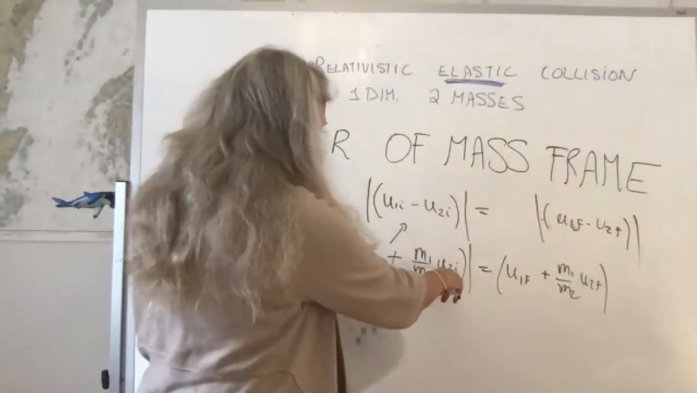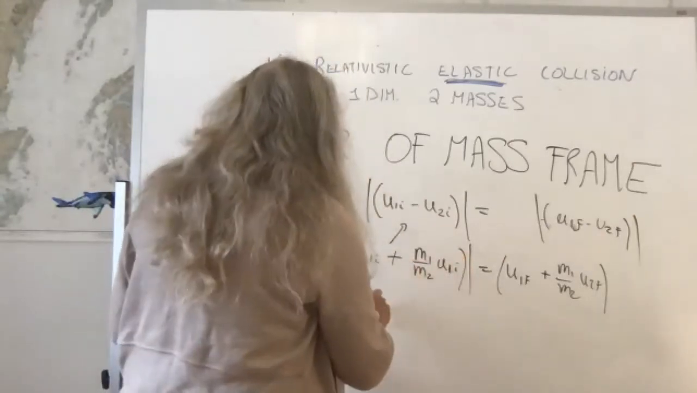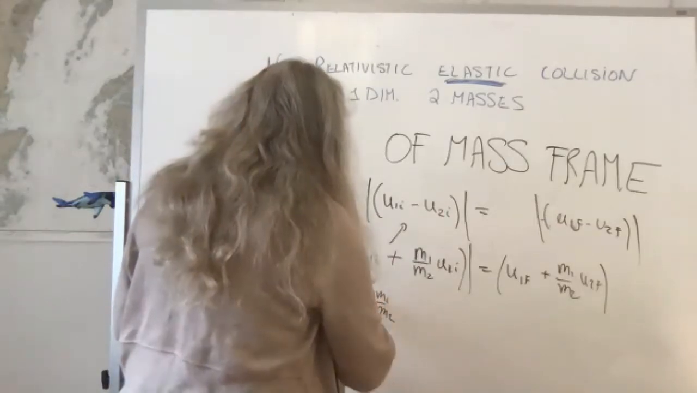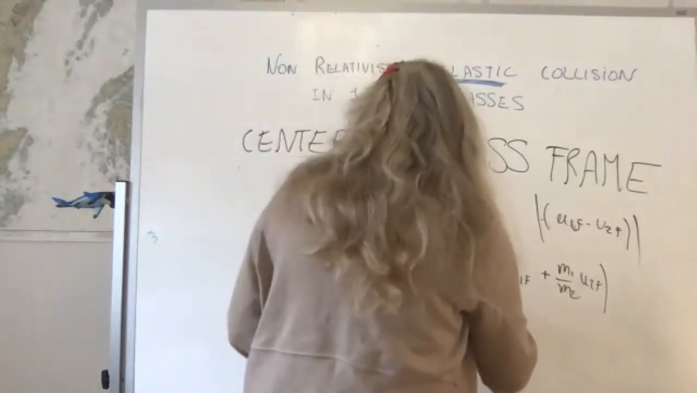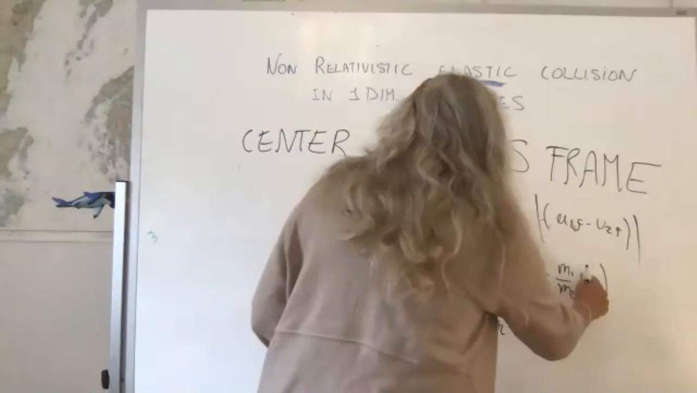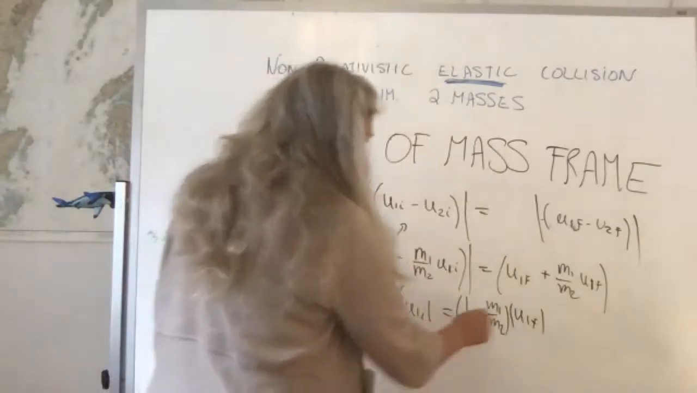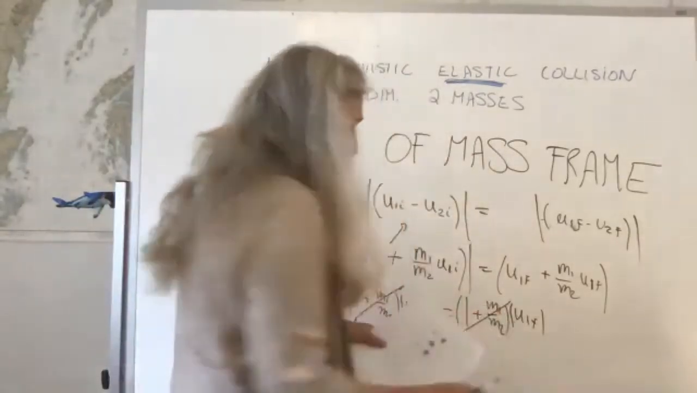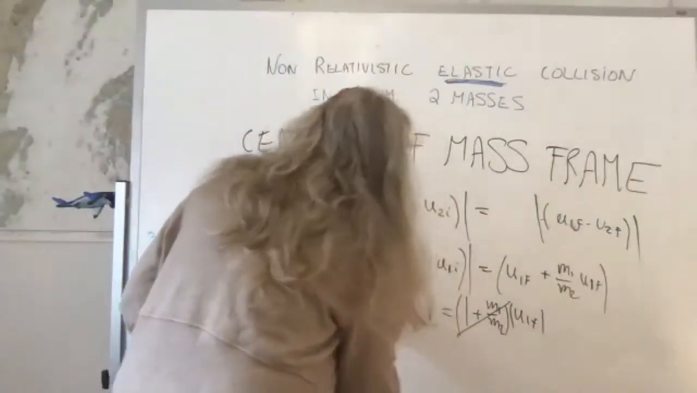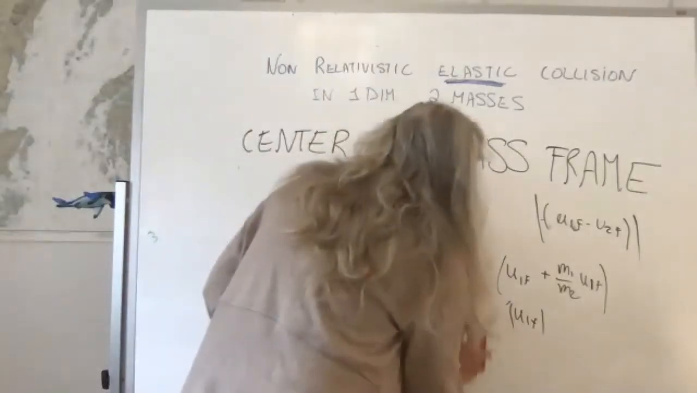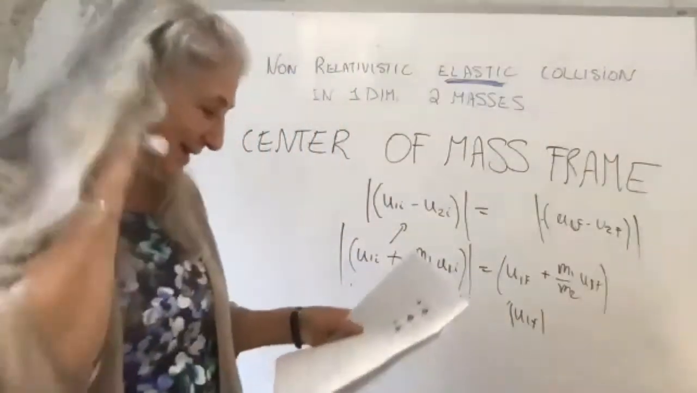So then this is a u1i here, I can take u1i out. So I have 1 plus m1 over m2 times u1i is equal to 1 plus m1 over m2 times u1f, like that, with absolute values. These two terms cancel, and I wind up with u1i is equal to u1f with absolute values in it. So let's get rid of these like this. So the size of u1i has to remain the same in the center of mass frame.